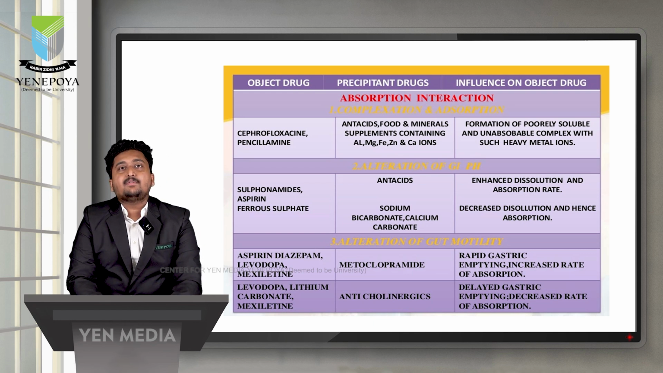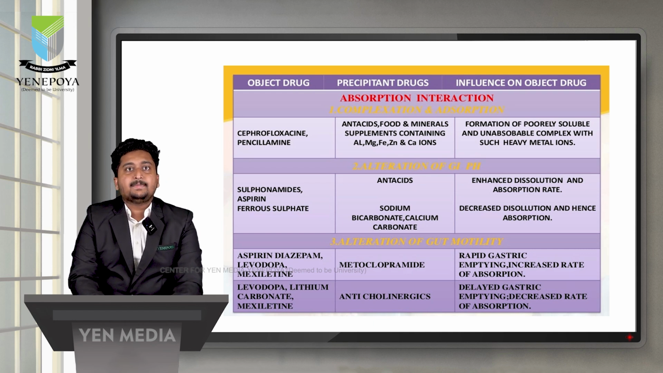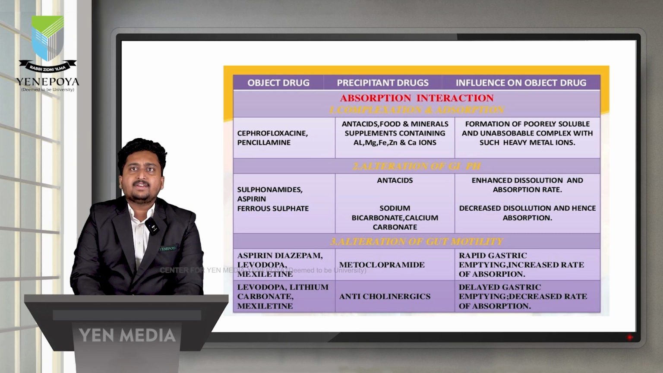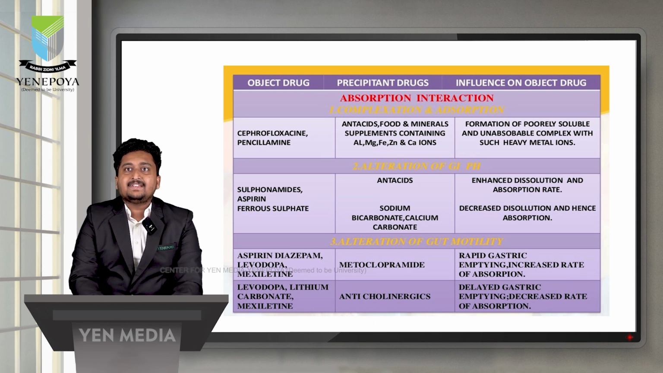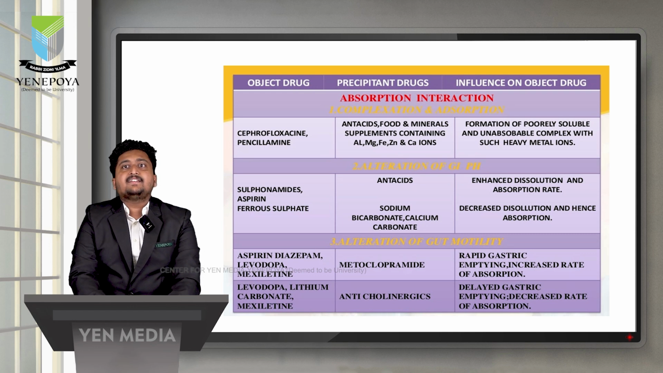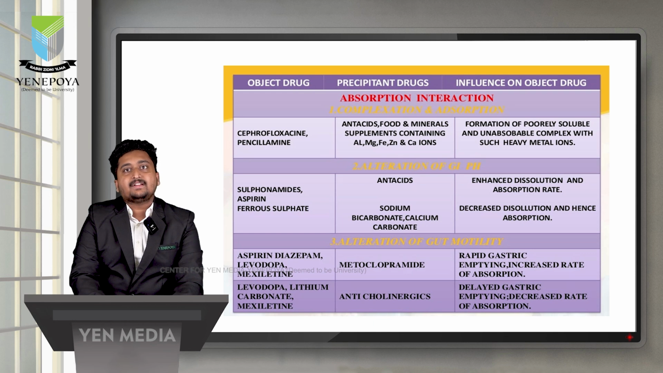And second one, we have alteration of gastrointestinal pH. The classic example here is sulfonamides, aspirin, and ferrous sulfate as object drugs. Antacids like sodium carbonate or calcium carbonate will enhance the dissolution and absorption rate. As I already said, if the dissolution rate is enhanced, the absorption rate will also be enhanced. There is decreased dissolution and hence decreased absorption in the case of sodium bicarbonate, which is vice versa to antacids.